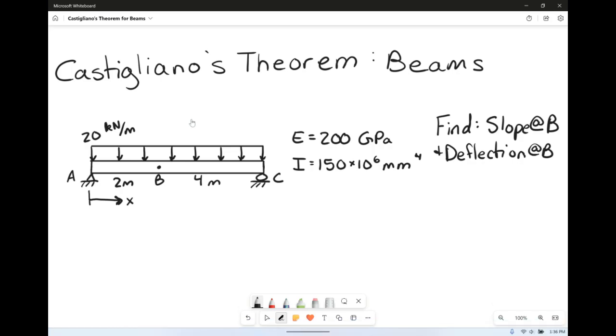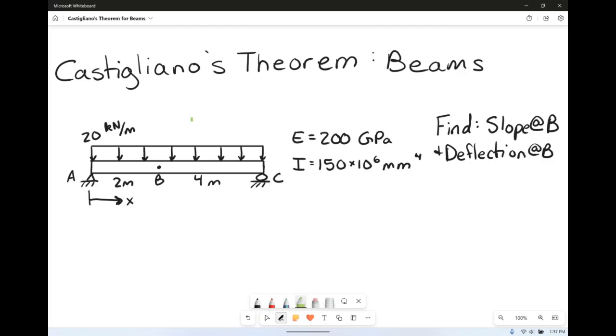In this example, we're going to cover Castigliano's theorem for beams. We have a simply supported beam with a uniformly distributed load across a grand total of 6 meters in length. Now we want to find the slope and deflection at B, and B is measured 2 meters from the left side of the beam.